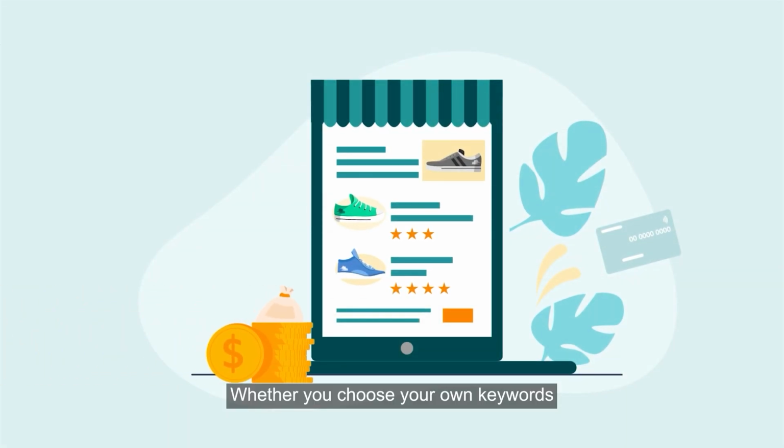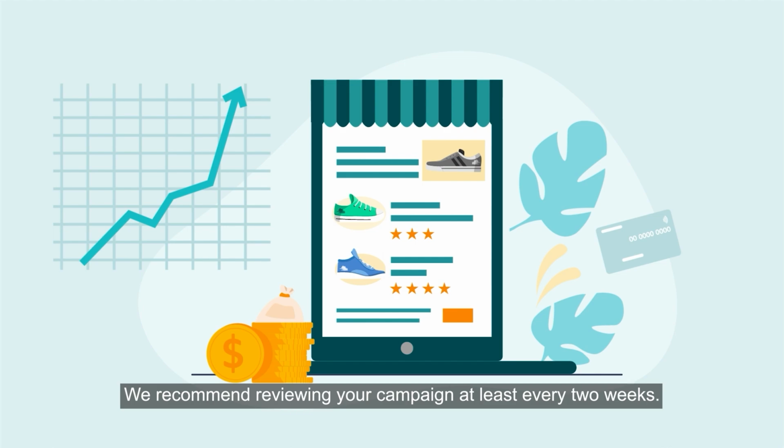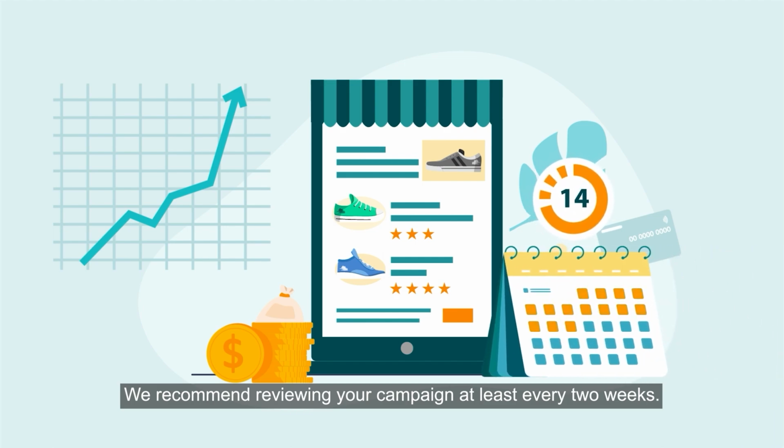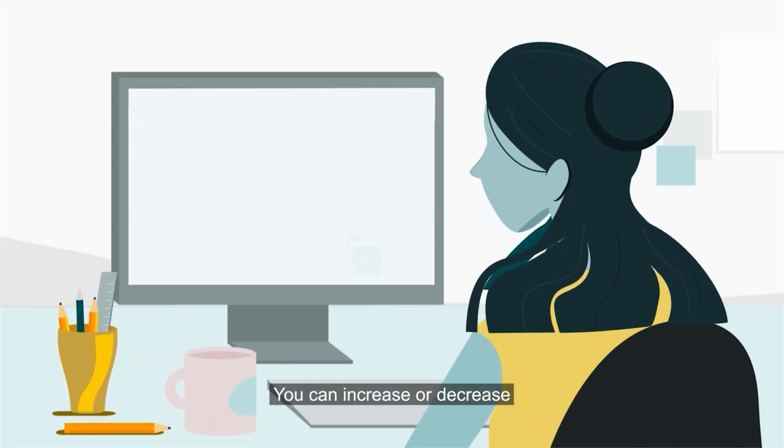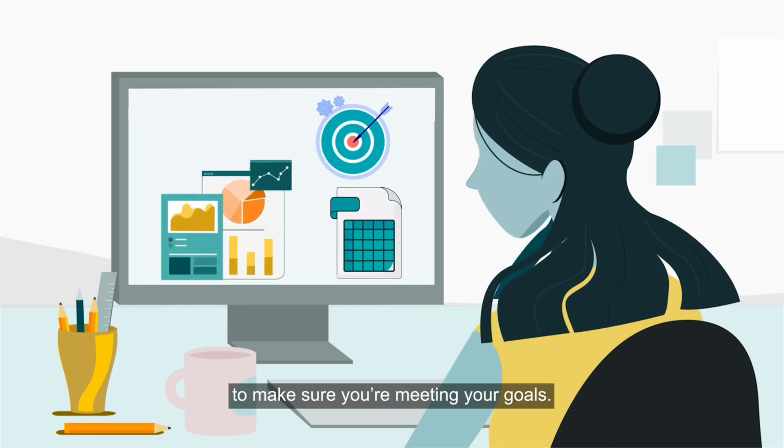Whether you choose your own keywords or use our suggested ones, keep a close eye on your campaign's performance. We recommend reviewing your campaign at least every 2 weeks. You can increase or decrease your bids based on these insights to make sure you're meeting your goals.